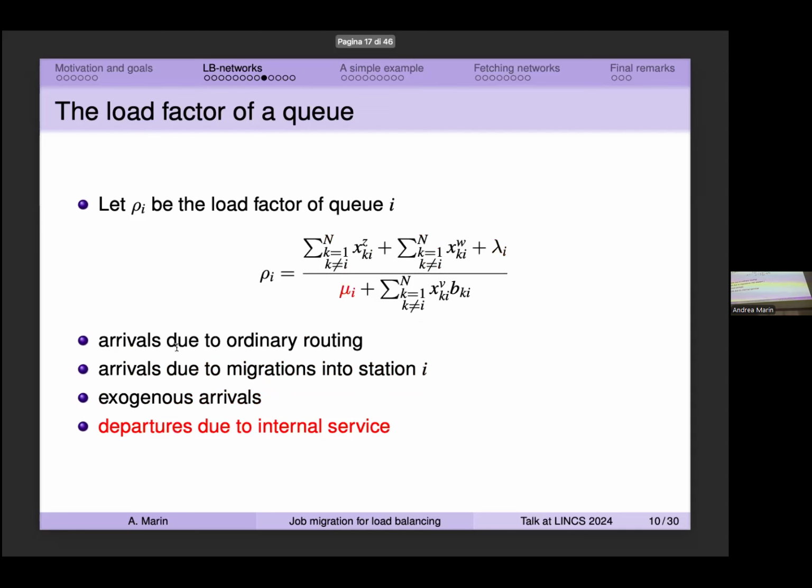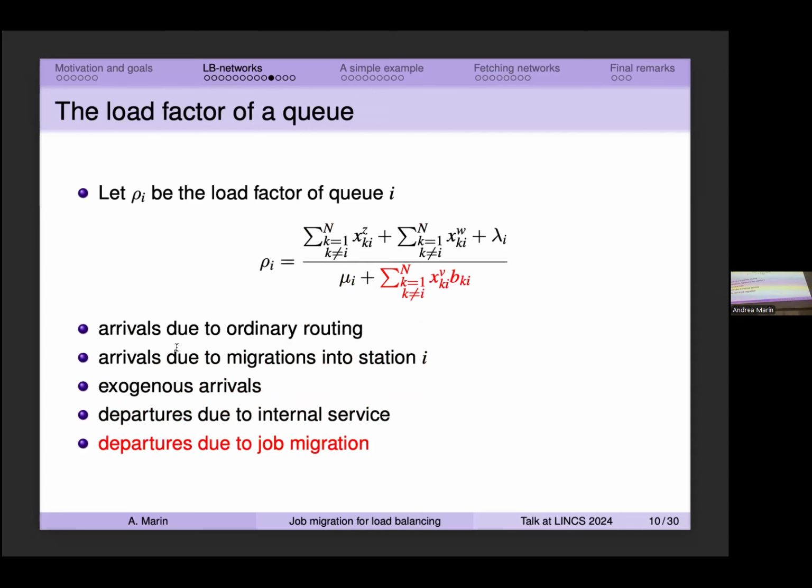At the denominator, we expect to find the service rate of the station, which is the rate at which you just send out the jobs because you've serviced them. And then we have another factor, that is the jobs that are stolen from you because some other station has polled you. So this is basically station K polling station i, and this is the flow going from station i to station K due to fetching, stealing of customers.